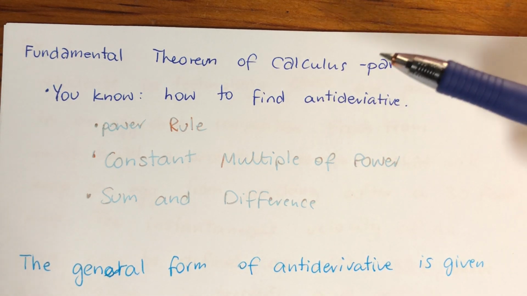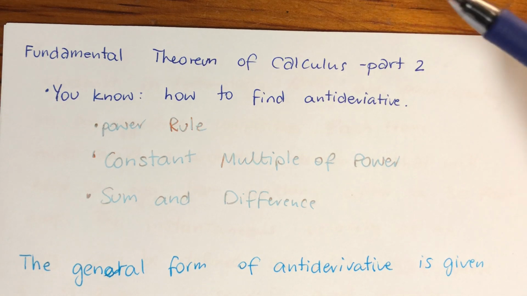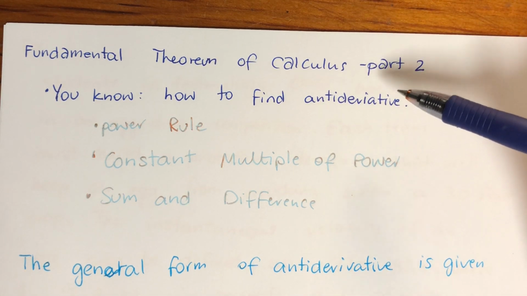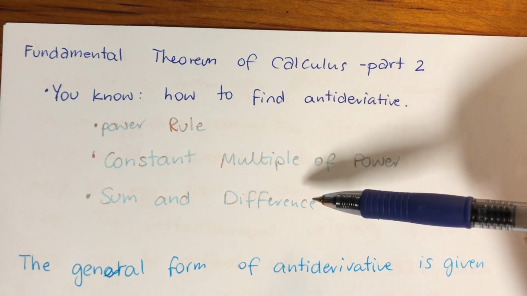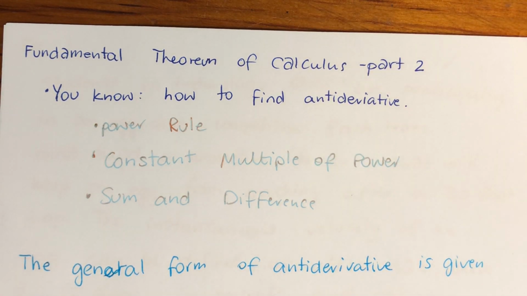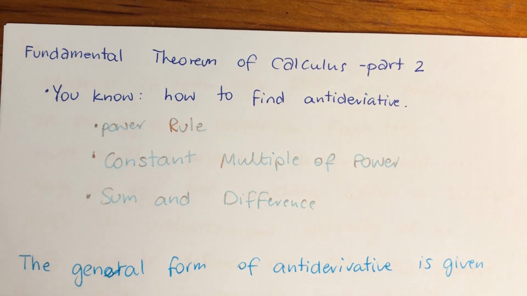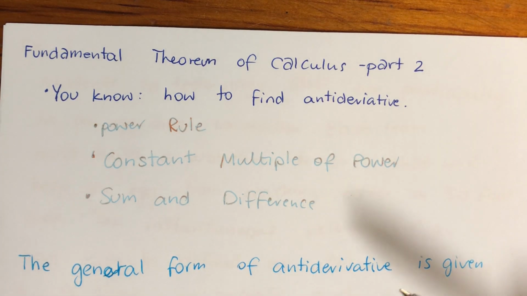So what we talked about last week was how to find the antiderivative, and we used the power rule, constant multiple of power, and sum and difference. So we learned how to find the antiderivative. That was our thing. We also learned how to find the derivatives. So the general form of antiderivative is given a special name and notation.